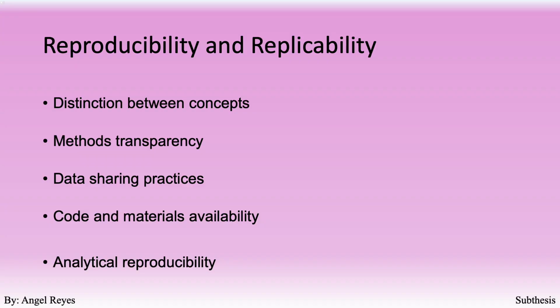Data sharing practices have evolved from occasional personal exchanges to systematic archiving in repositories with persistent identifiers. Code and materials availability enables others to implement the same procedures and analytical techniques. Analytical reproducibility focuses specifically on whether the same results emerge from the same analysis scripts applied to the same data. These practices collectively strengthen trust by allowing verification of findings rather than requiring blind faith in reported results, addressing growing concerns about reliability across scientific fields.